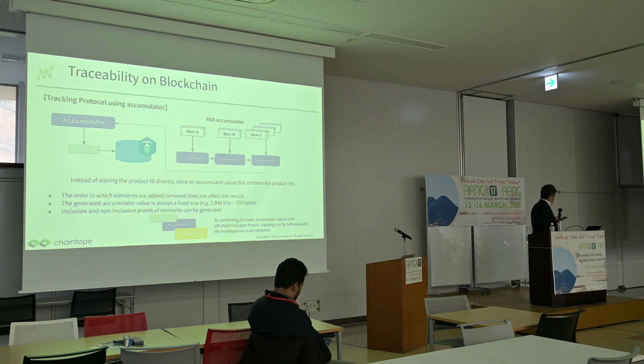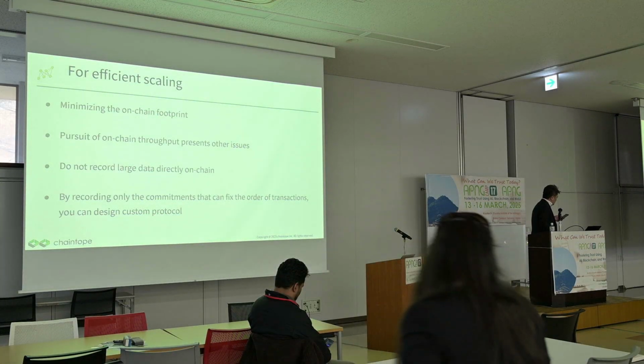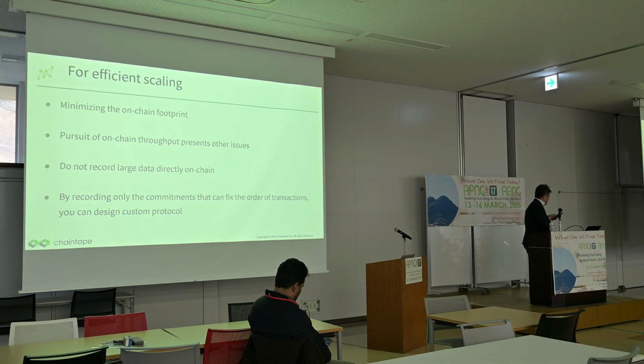So by combining the on-chain accumulator value with off-chain inclusion proofs, tracking can be achieved with a minimum on-chain footprint. So the key for efficient scaling is to minimize the on-chain footprint. First, on-chain throughput presents other issues, and do not record large data directly on-chain. By recording only the commitment, you can just fix the order of transactions. You can design a custom protocol.